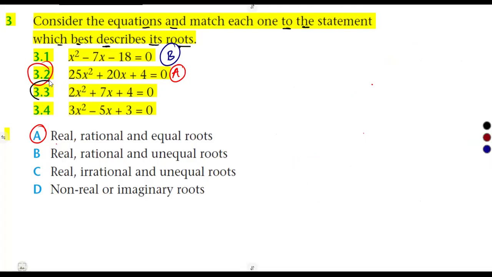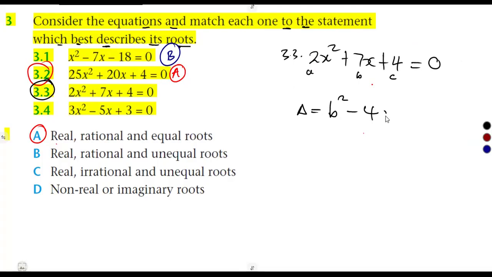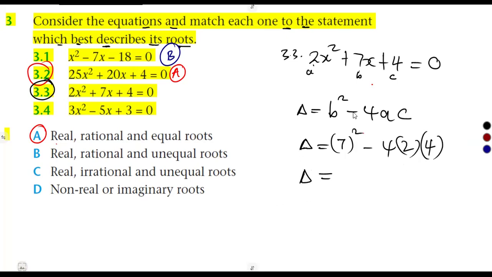So moving into 3.3, looking into this, we're going to have 2x squared plus 7x plus 4 equal to 0. So that's our A, our B, and our C. So taking delta, which is B squared minus 4AC, we're going to have our B, which is positive 7, squared, minus 4 times A, which is 2, times C, which is 4. So just like that, guys, we are going to obtain positive 17.